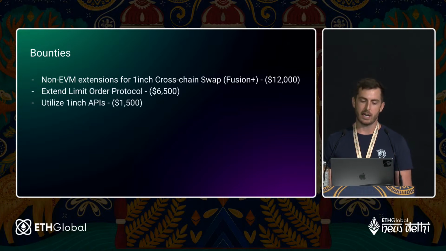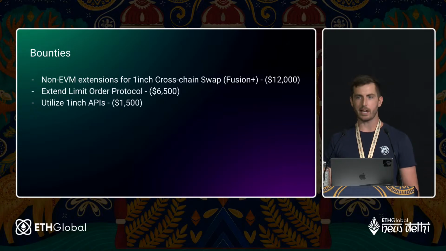And then the third one is our smallest bounty for $1,500. Up to 5 teams can win $300 here. And it's just for usage of any one of our APIs. So if you're pulling a wallet balance or checking some token data or looking at NFTs, that will qualify you for this bounty also.